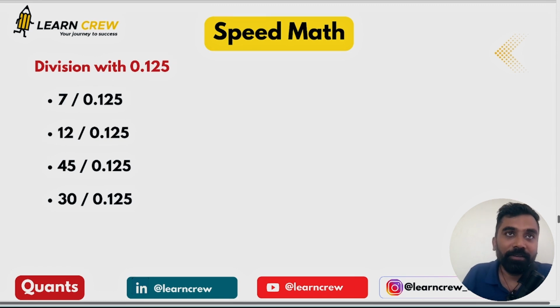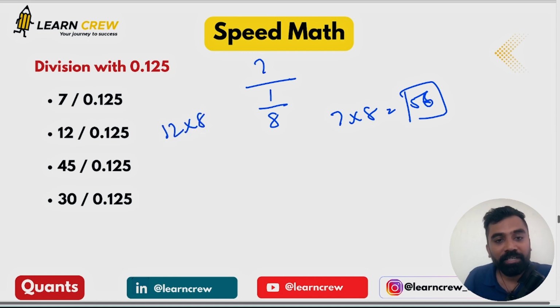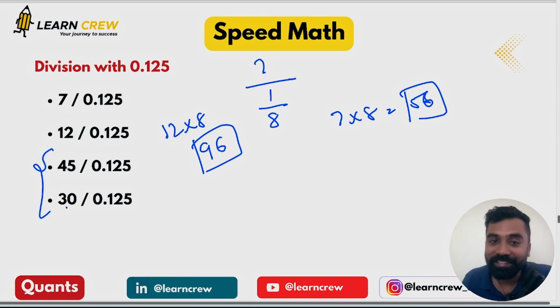0.125 again. When you want to divide by 1 divided by 8. So now 7 divided by 1 by 8 becomes what? 7 into 8. That is nothing but 56. So here you are going to do 12 into 8. What is 12 into 8? 96. Similar way, do it for 45 and 30. As simple as that. You not crack your head much over here.